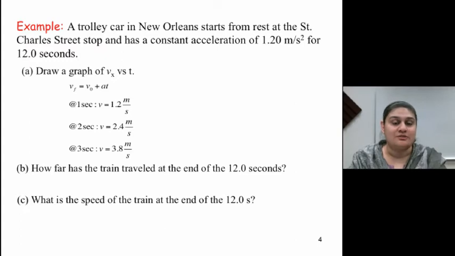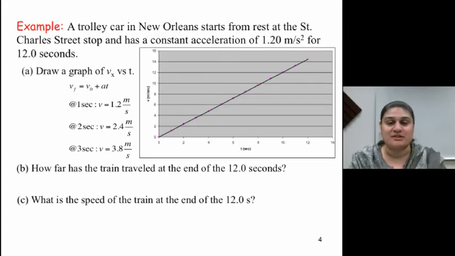So in order to draw a graph, what do we know? We know our equation of motion, which is the first equation of motion, and we know v naught, because it starts from rest, is equal to 0. So at 1 second, final velocity is 1.2. At 2 seconds, the final velocity is 2.4, and at 3 seconds, the final velocity is 3.6. If I was to draw a graph and extrapolate further, the graph would look something like this, starting from 0 all the way to 12 seconds. As long as my acceleration remains constant, this is going to give me a graph between velocity and time.